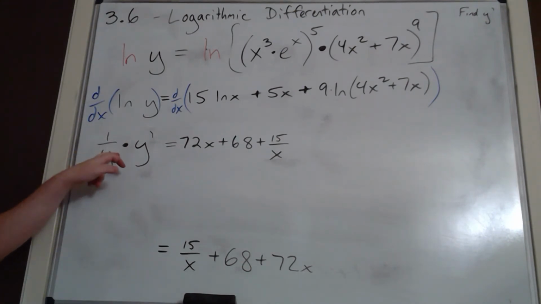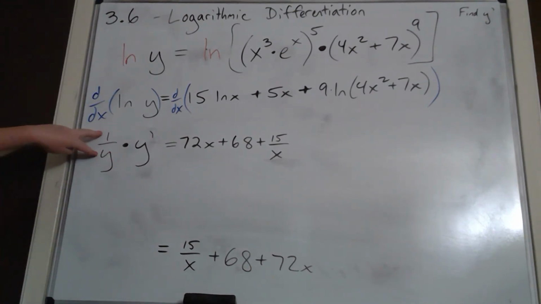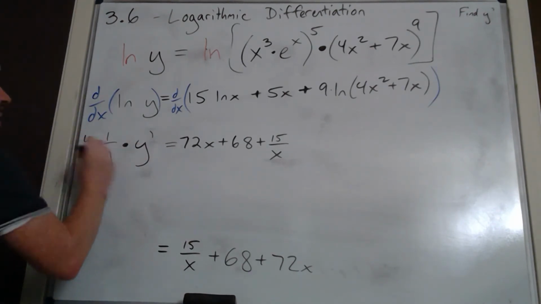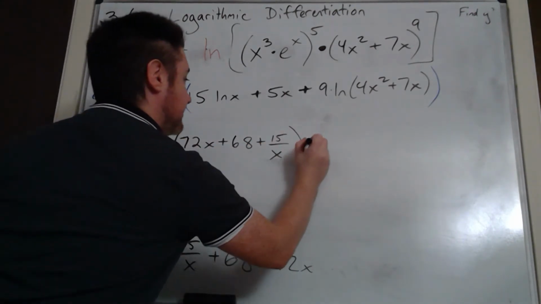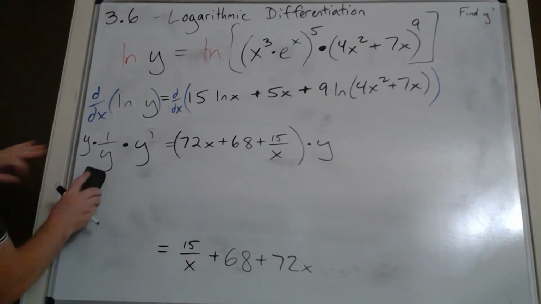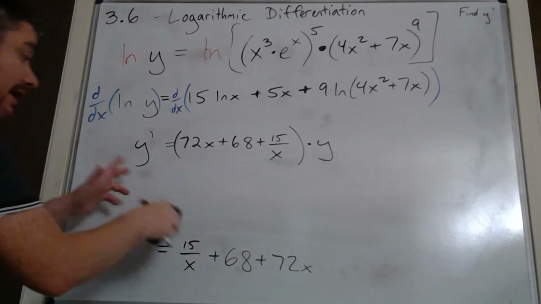Here I've got 1 over y, right? Because we had that little chain rule, introduce this 1 over y. So how do I isolate y prime? Let's multiply both sides by y. So times y, wrap this in parentheses, and times y. All right. And now, y over y cancels, goes away to a 1. So what we've done is isolate y prime.